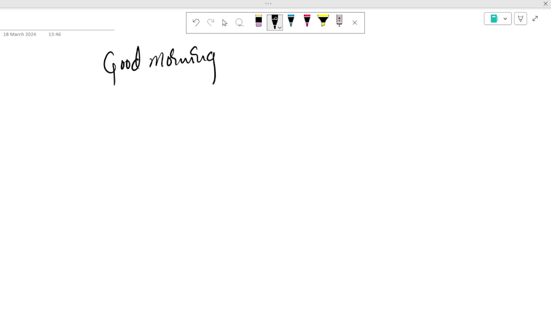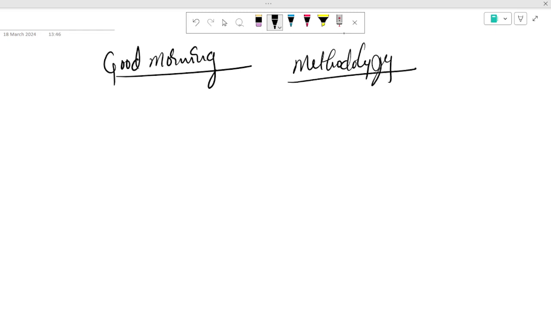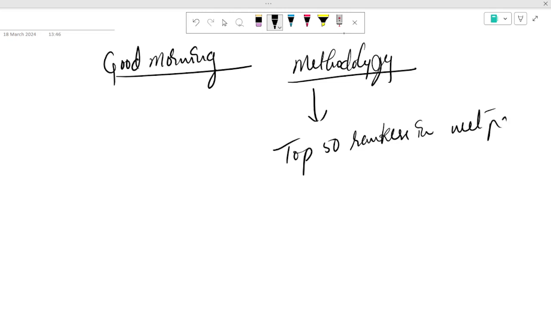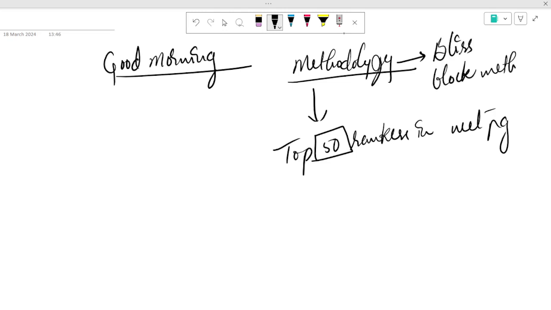In this session, we will discuss the methodology used by the top 50 rankers in NEET PG. I don't say 100, top 50. What is actually the methodology they use to secure the top 50 ranks in NEET PG? That methodology is called the Bliss block methodology, the Bliss block method.